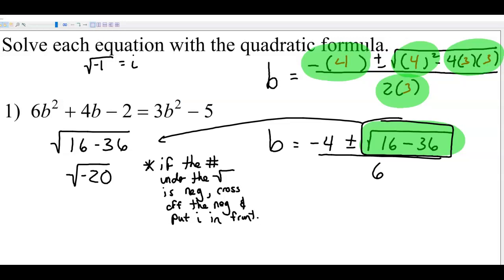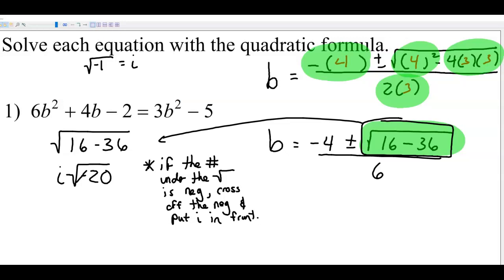So what we're going to do is when you see a negative on the inside, put the I in front, and that means we're going to treat that like an imaginary number. Oh, so you just put the I in front. Yep. Just cross off the negative and put an I in the front.